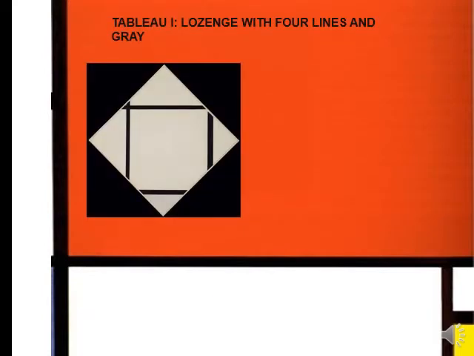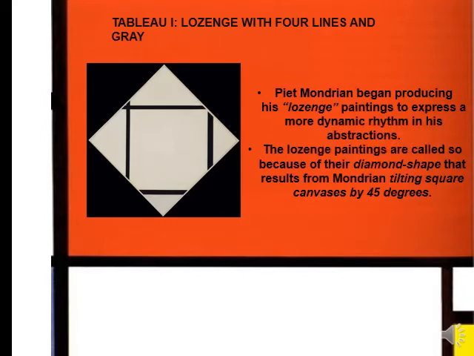We have this Tableau One. This is named Losange with Four Lines and Gray. Piet Mondrian began producing his losange paintings to express a more dynamic rhythm in his abstraction. The losange paintings are called so because of their diamond shape that results from Mondrian tilting square canvases by 45 degrees. Losange means diamond, but losange is a French word.